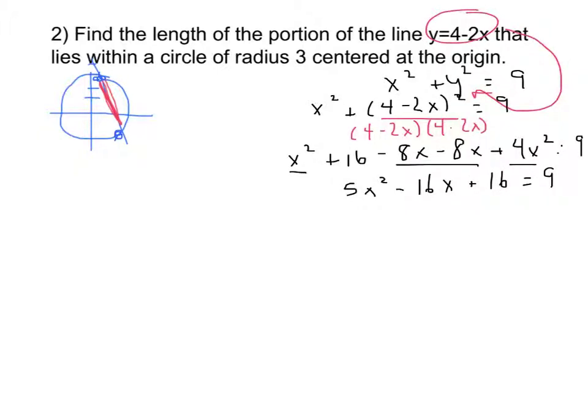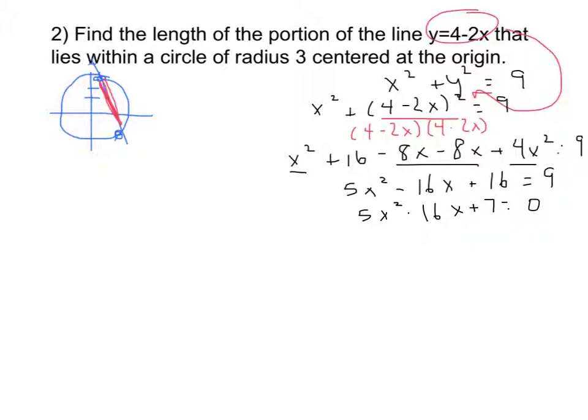Now, the first thing that I notice is that I've got an x squared and a plain x. If I want to solve for x, I am going to probably have to either factor or use the quadratic equation. Either way, I need one side equal to 0 before I start. So I'm going to subtract the 9 over. So now I have 5x squared minus 16x plus 7 equals 0. Now you can try to factor this, and you're not going to have a whole lot of luck.